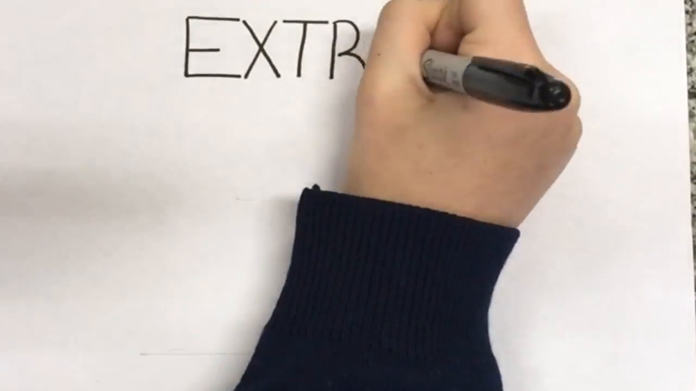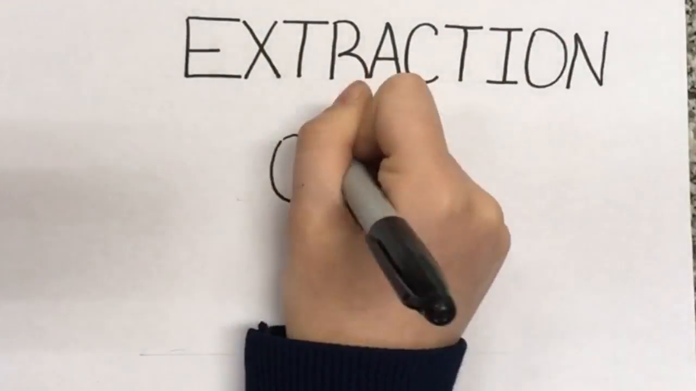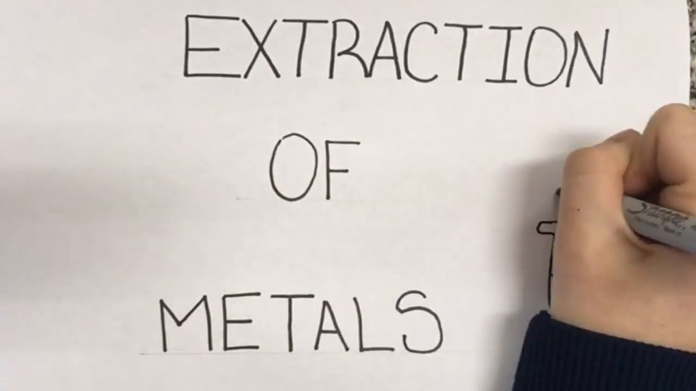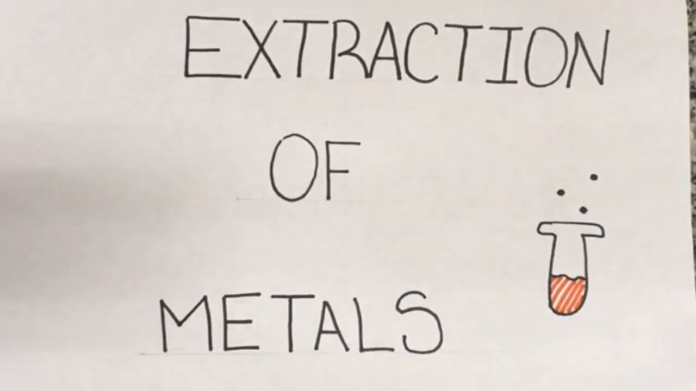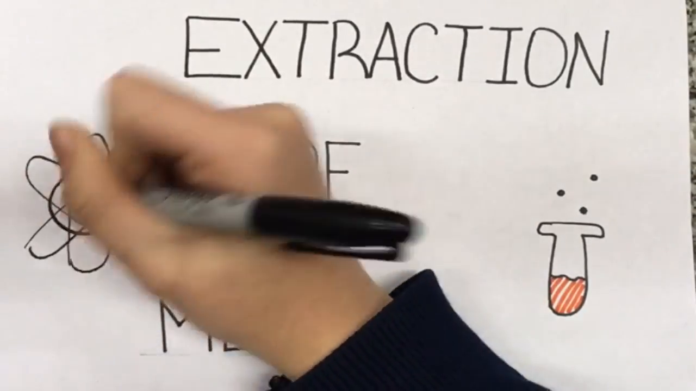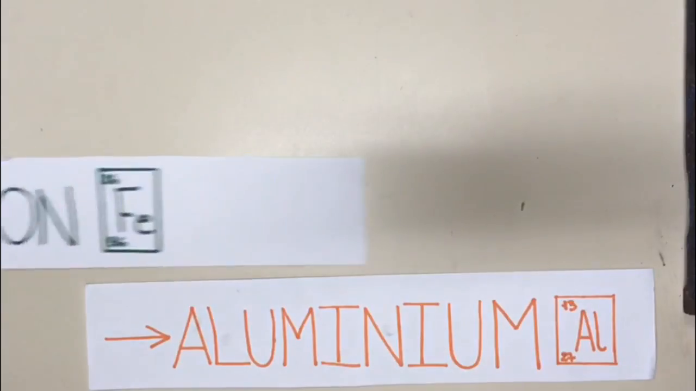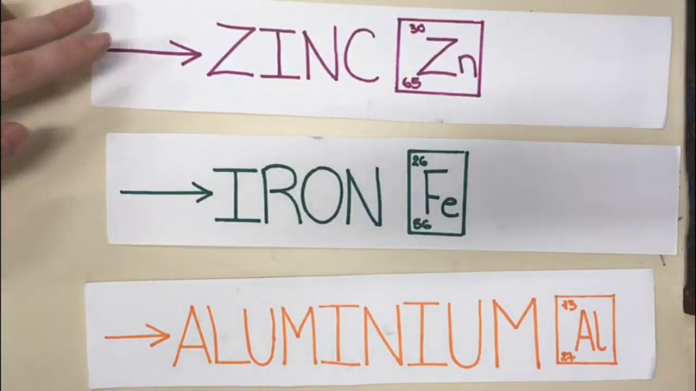Hey guys, today we're going to learn how metals are extracted from the metal ore. There are many methods of extraction which depend on their reactivity, and the reactive metals are combined with other substances in metal ores. We're going to learn how to separate aluminium, iron, and zinc.